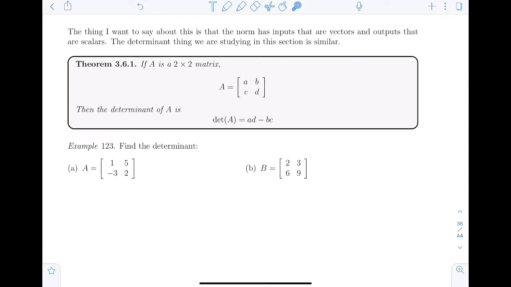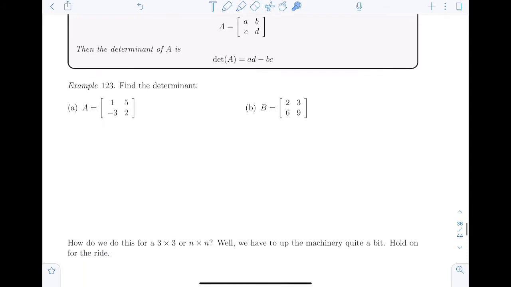Now we actually already know this from the past. We learned it back in Calc 3 here. So if A is a 2 by 2 matrix, [a, b; c, d], then the determinant of A is ad minus bc. So it's this cross-diagonal thing, right? So multiply these and subtract this from this, right? So ad minus bc, determinant of A. So let's do one. This is pretty straightforward, right?